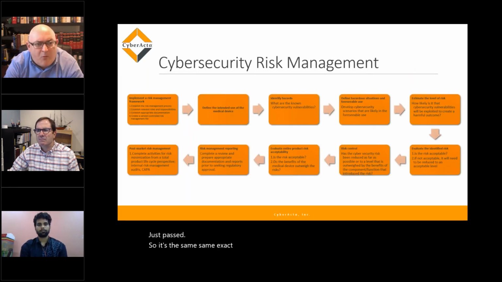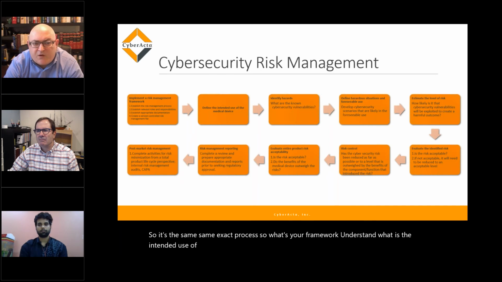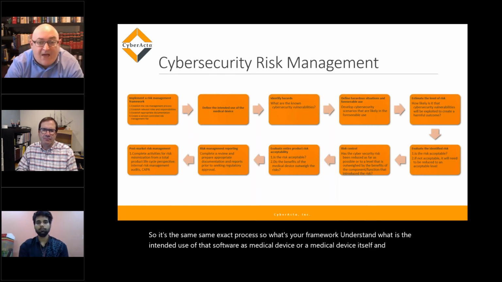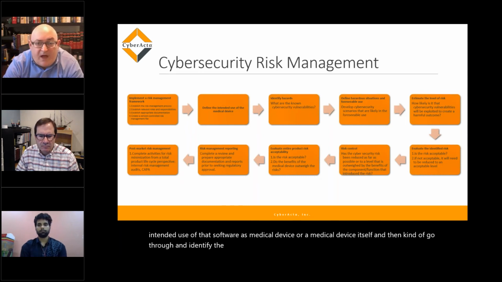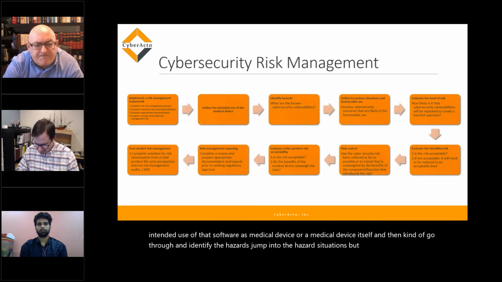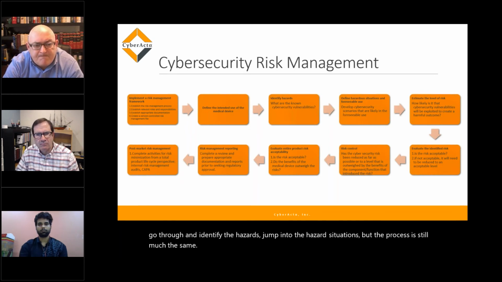So it's the same exact process. What's your framework? Understand the intended use of that software as a medical device or a medical device itself, and then go through and identify the hazards, jump into the hazardous situations, but the process is still much the same. Does that answer the question?